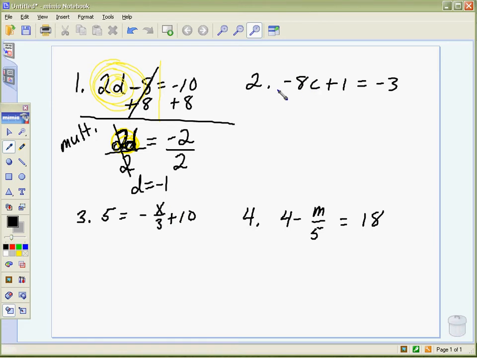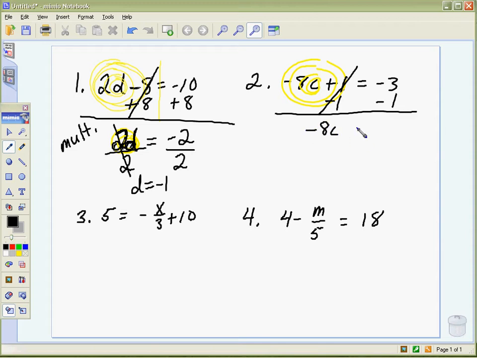Number 2. Here's the center of my onion here. Now I have 1 being added to this left side of my equation. So I'm going to do the opposite of addition, which is subtraction. So I subtract 1 from each side. This goes away. Bring down everything that's left.